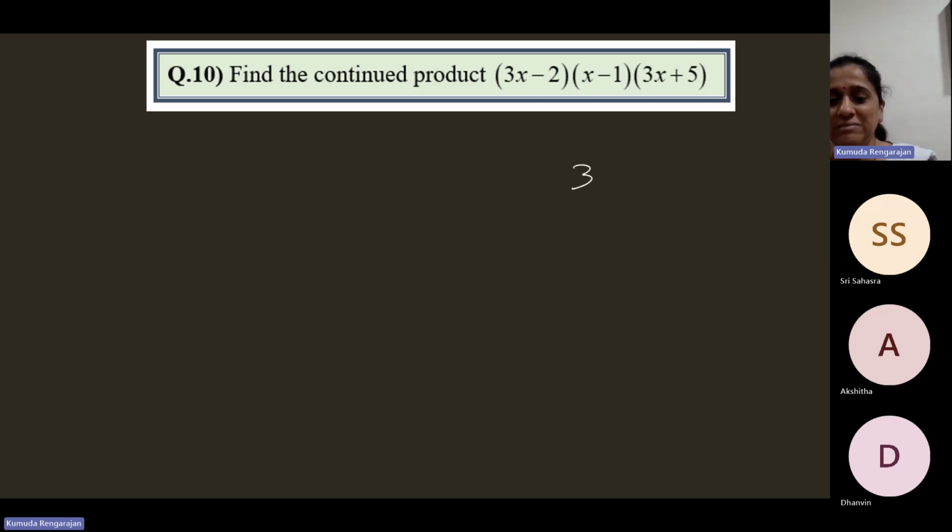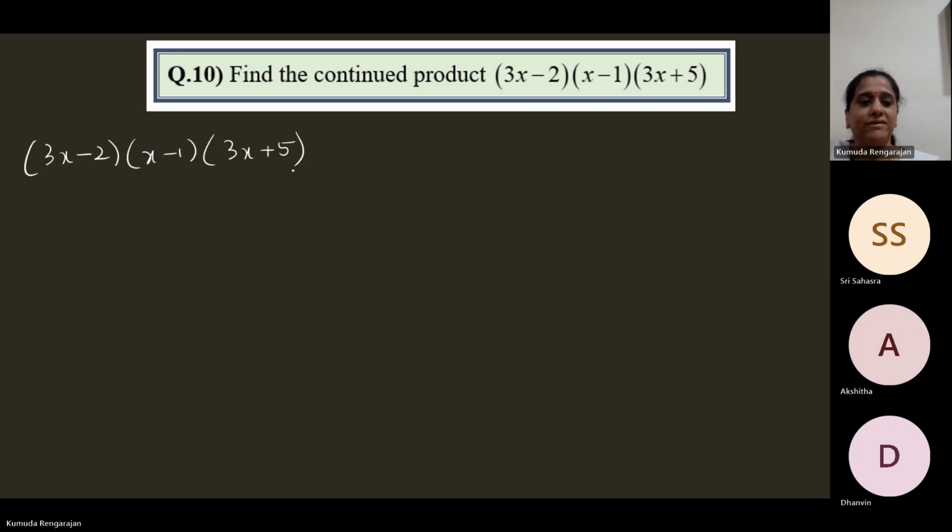So how do you multiply when you have 3 into 4 into 5? 3 into 4, 12. And this product into 5, 60. Same thing here. 3x minus 2 into x minus 1 into 3x plus 5. Okay, let me show you my answer here.